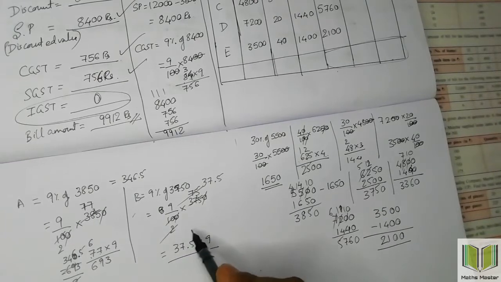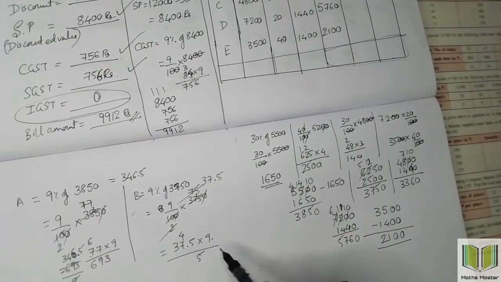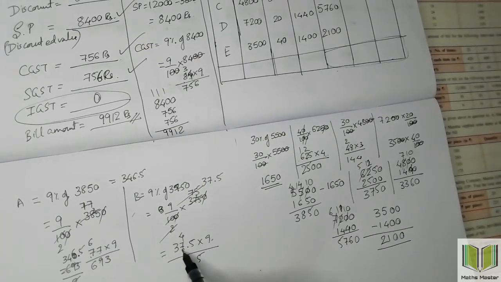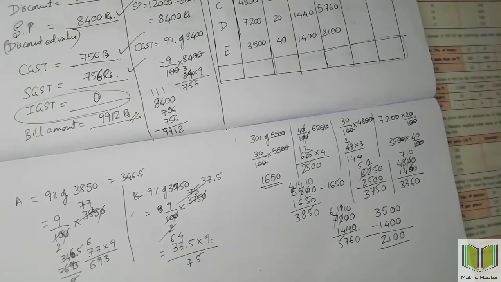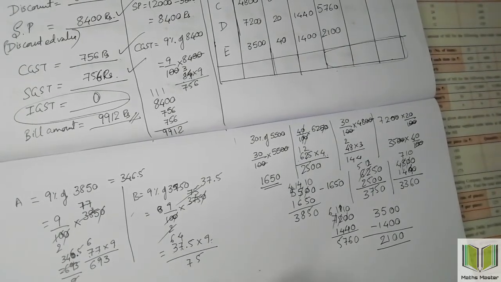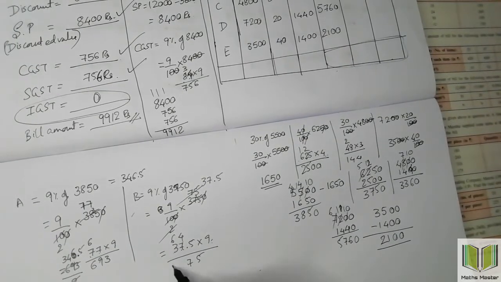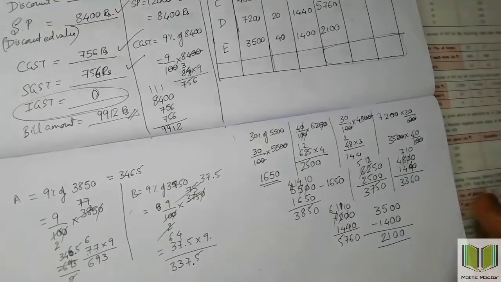9 5s are 45. 9 7s are 63. 63 plus 4 will be 67. 9 times 3 is 27. 27 plus 6 will be equal to 33. 337.5.